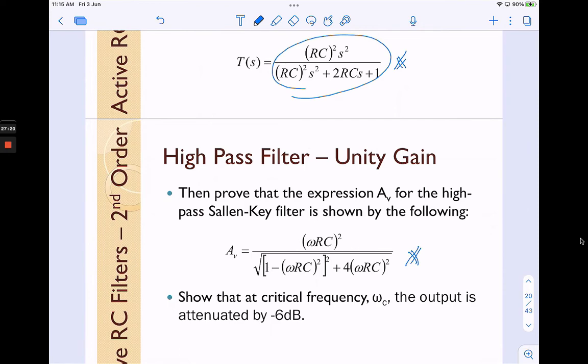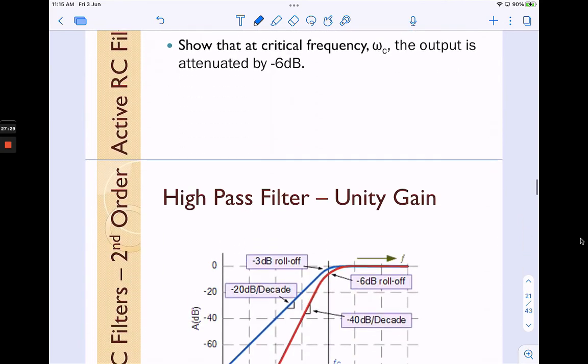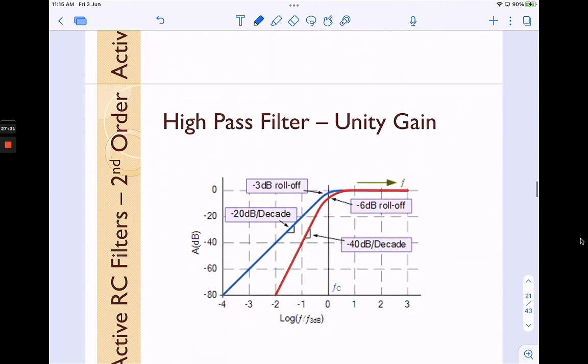You can get the term here. Okay, so that's it for high pass filter. Again, when you have a second order high pass filter, you will have 40 decibel per decade.